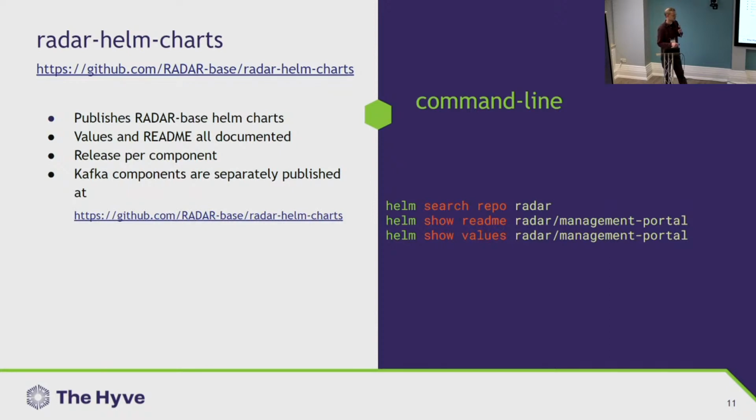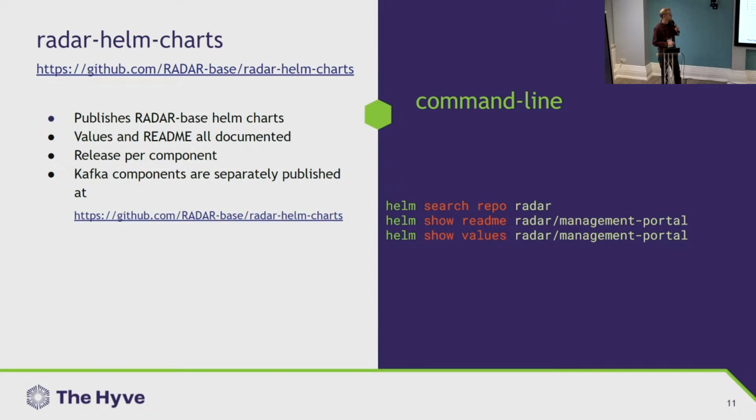Yeah, the next part is, in Radar, there are going to be 2 parts. One is Radar Helm charts, and this is where we publish all our different components. So that will have the management portal, the app server, everything that's part of Radar Base is published then as Radar Helm charts. I see I didn't change this correctly. There's also CP Helm charts, which is the Confluent images, where we have to do some adaptations to fit it in.